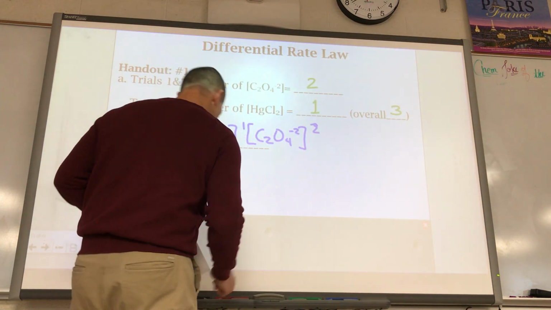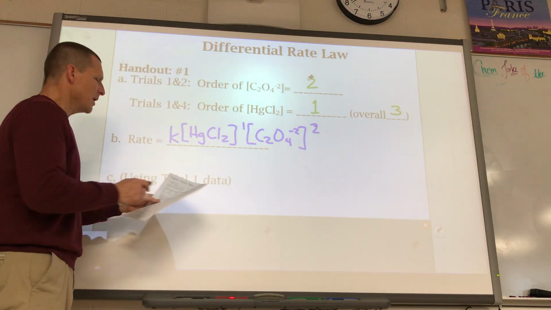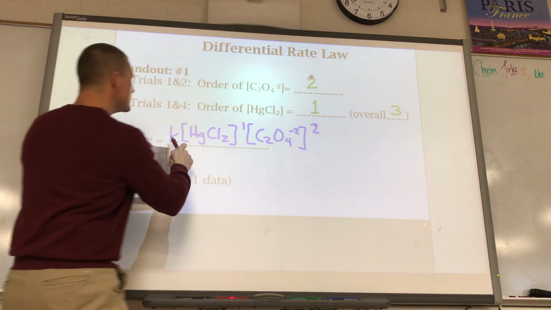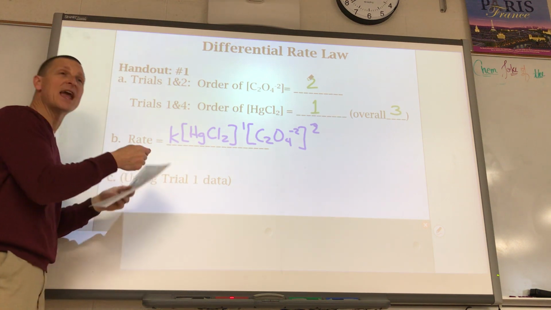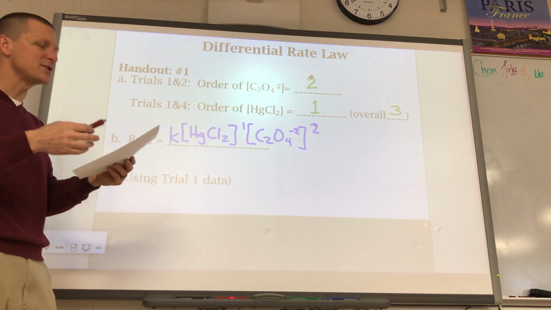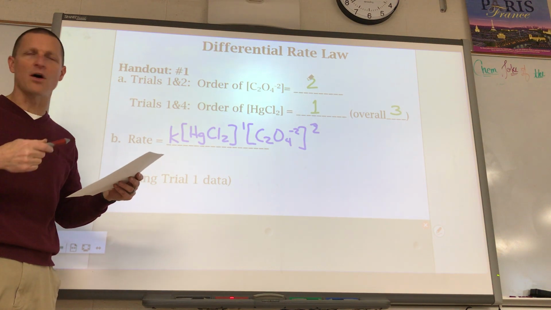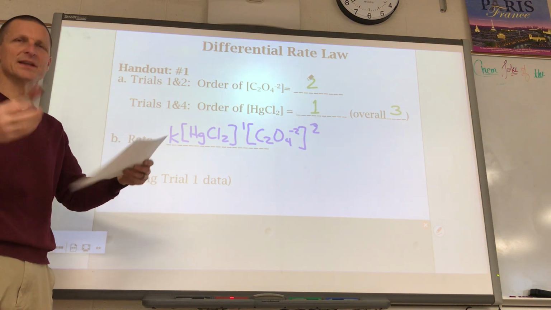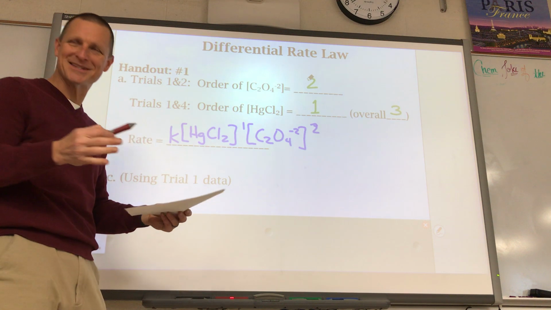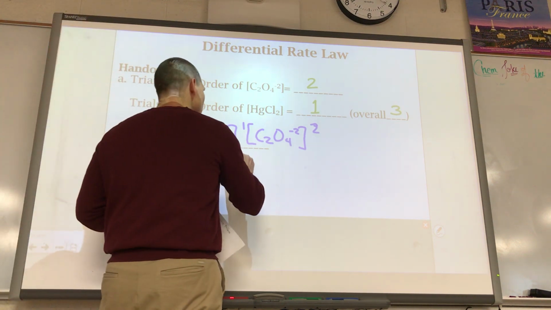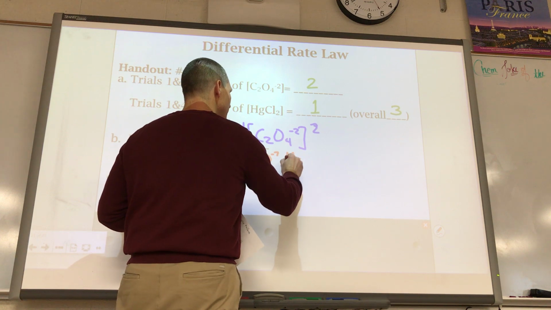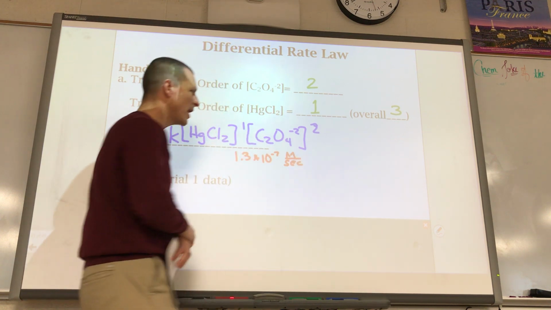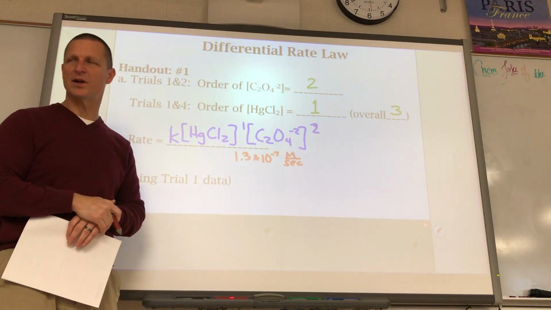So, okay, for trial one, now this is our rate expression. In trial one, we know everything except for the K. And the K is a constant value. As long as the temperature stays the same, it's going to be the same for all four of the trials. Every time you run this thing, the K is going to be the same, as long as we're at the same temperature. So the rate was 1.3 times 10 to the negative 7 molarity per second. I'll go ahead and put the units in here so we can see what the unit on K winds up being.